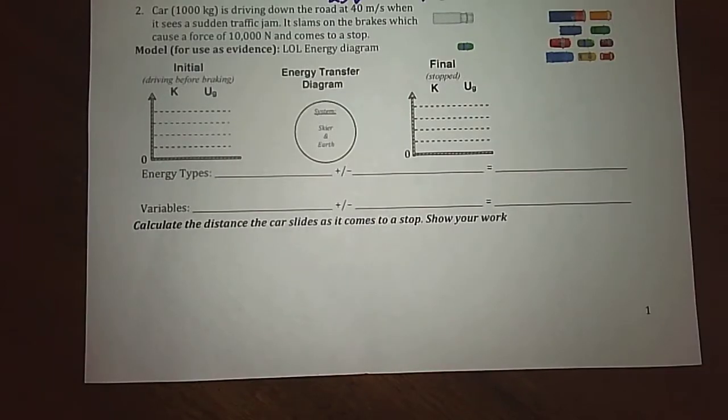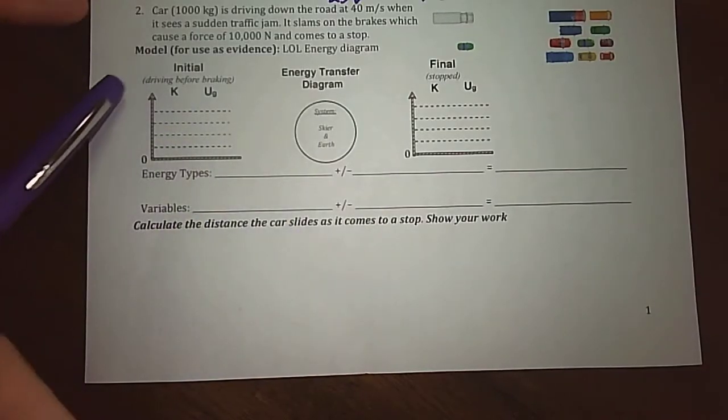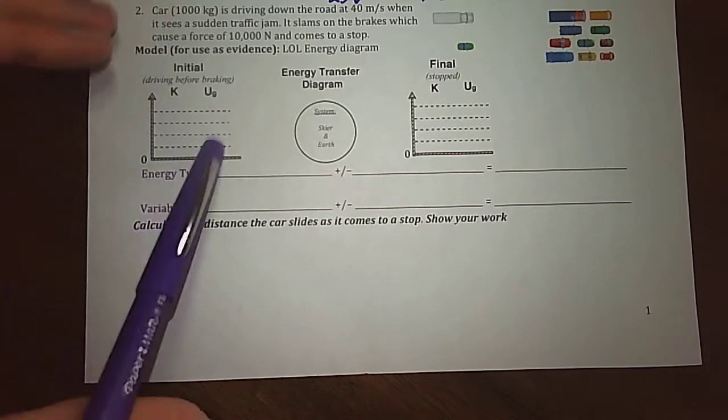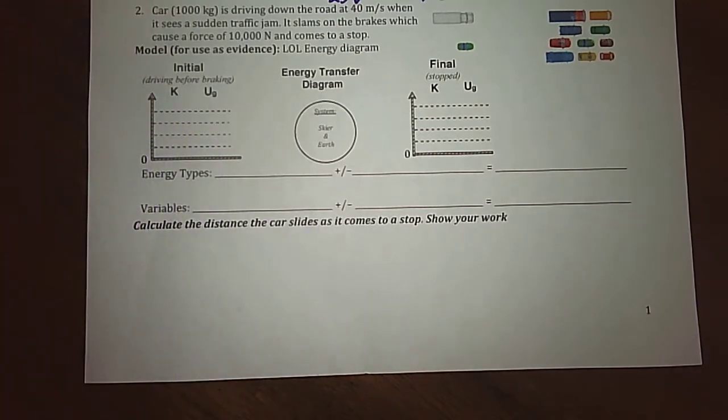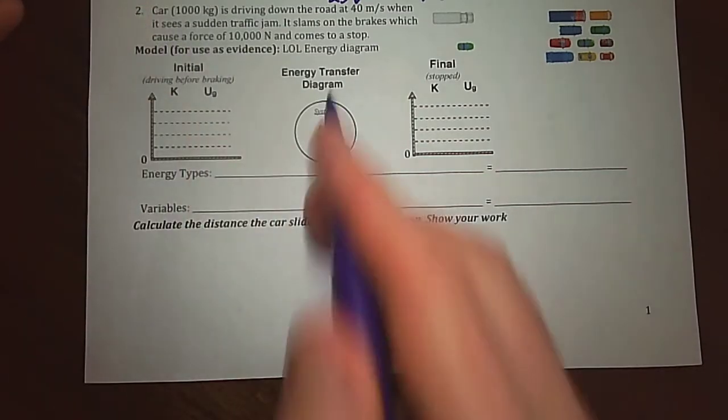Hello everyone, it's Mr. Wolf here, and in this video I'm going to be going over number 2 for the LT5a, solving word problems with energy and work. So in this case, a car that's 1,000 kilograms is driving on the road at 40 meters per second.